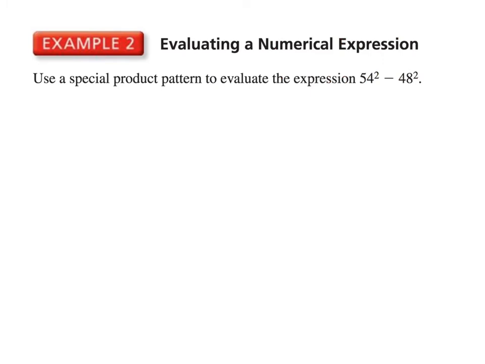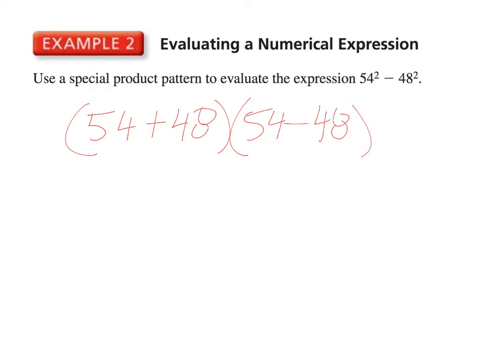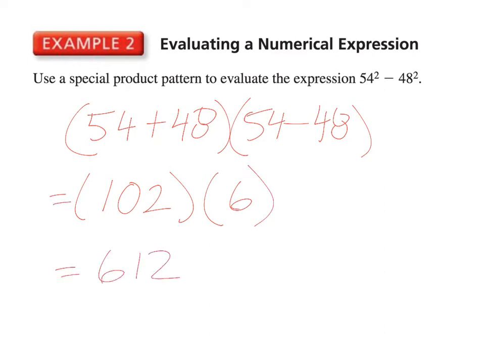All right, for example 2, just applying the difference of squares principle. All right, and then we have 102 times 6. All right, when we simplify it, 6 times 102 is 612. Done.